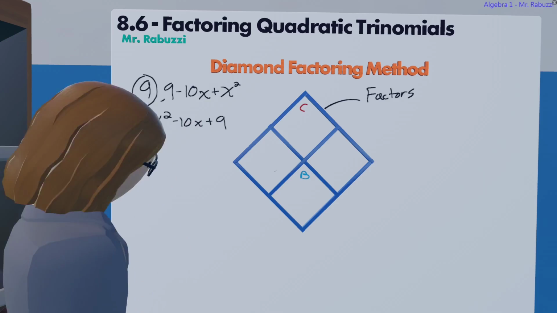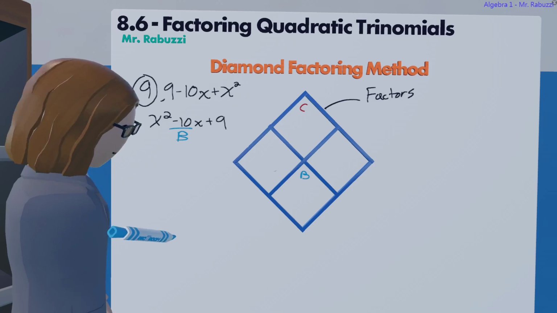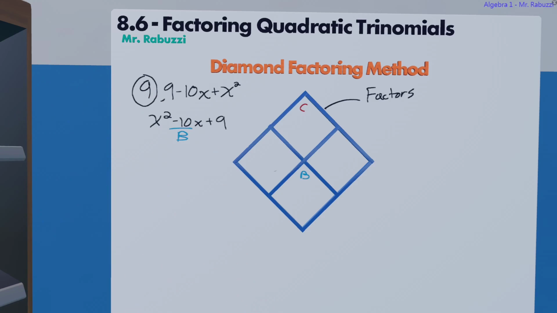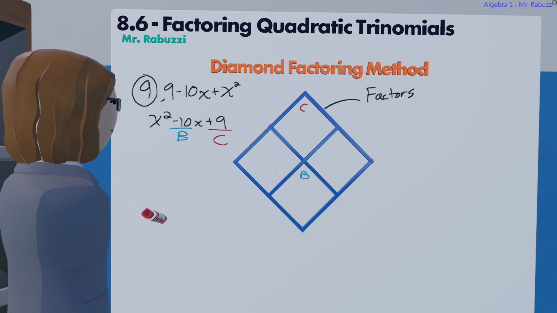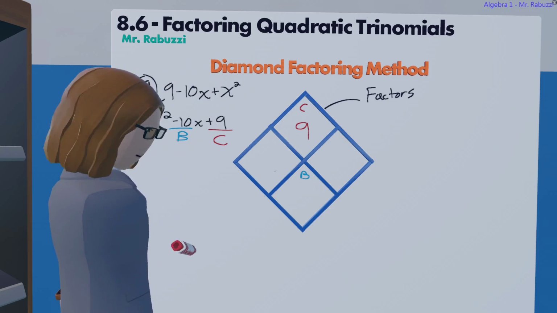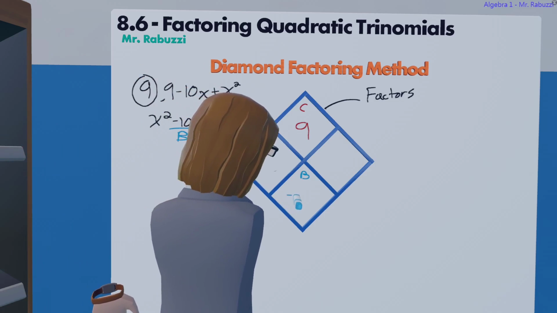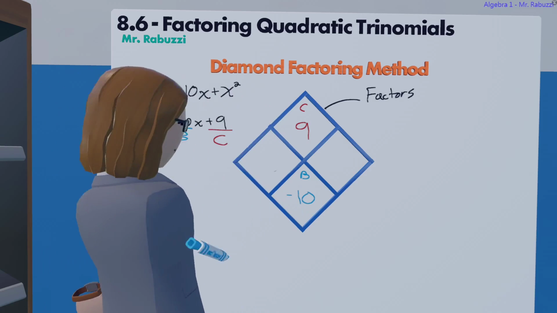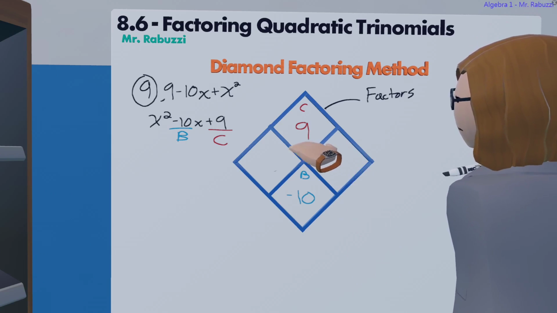So now we can do blue for B and red for C. All right, C number goes on top. It's a 9. B number goes on the bottom, -10. This time I did not erase the word factors, so we know what's next. We need the factors of 9.